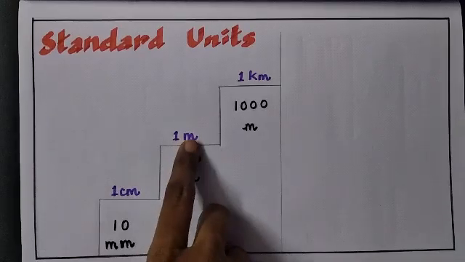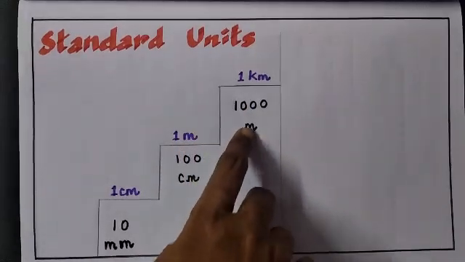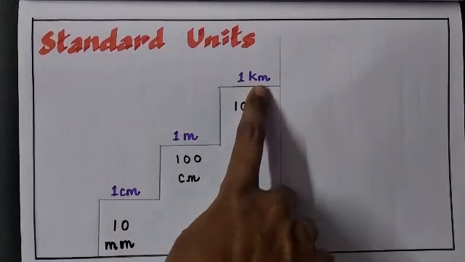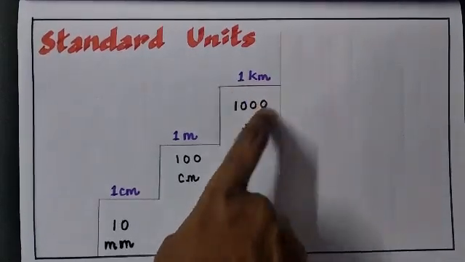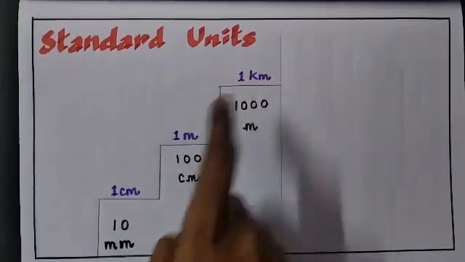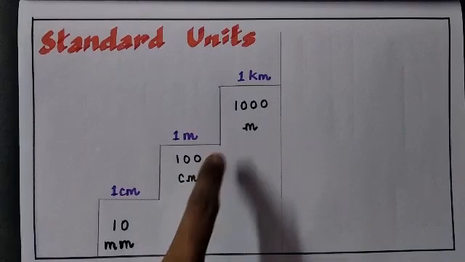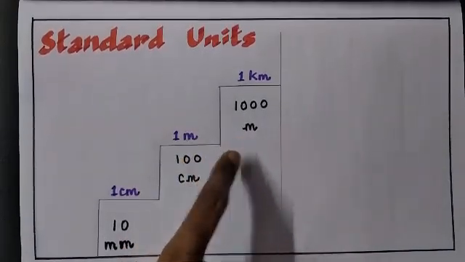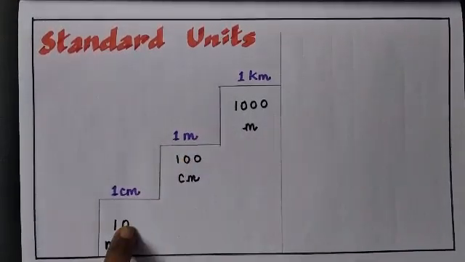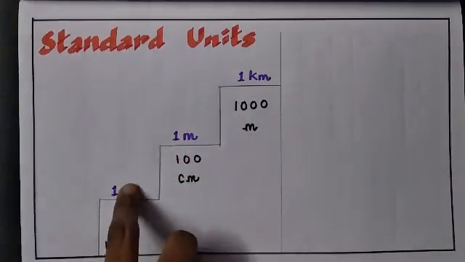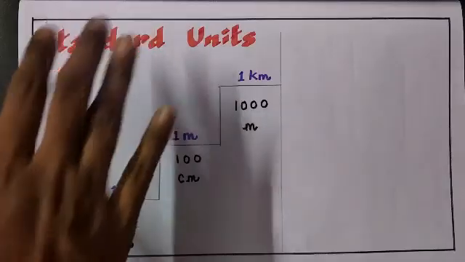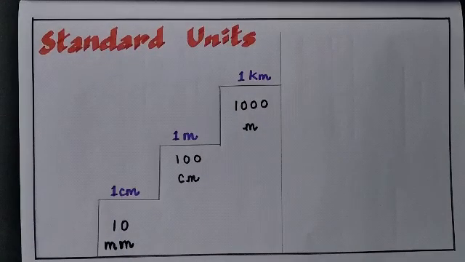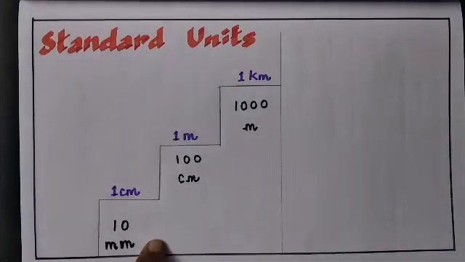Understood, children? So from this meter, the kilometer is the highest, last step. 1000 meters we need to make 1 kilometer. So in the steps method, if you remember, it will be very easy to recall which is bigger and which is smaller. Why? Because when you are doing a conversion, we have to convert in a different way. Understood, children? So please remember these steps.